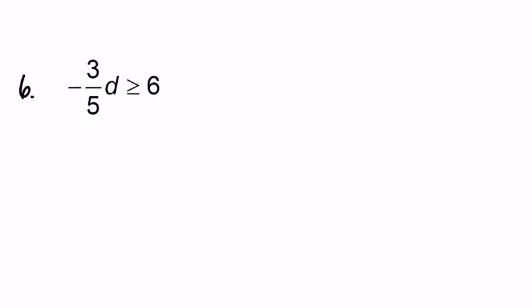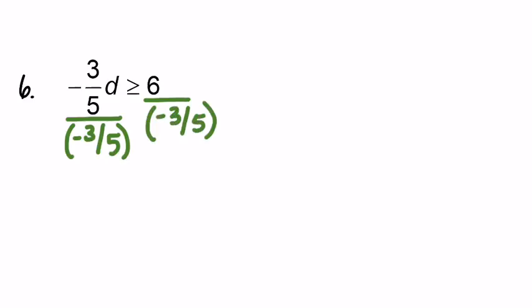Okay, so this is the last example, number 6. I have negative 3/5 d is greater than or equal to 6. Since d is being multiplied by negative 3 over 5, the opposite is to divide by negative 3 over 5. So we're going to divide by negative 3 over 5 on both sides. And because we're dividing by a negative, that's going to flip our inequality over. So on the left-hand side, negative 3/5 divided by negative 3/5 will cancel. We'll be left with d.